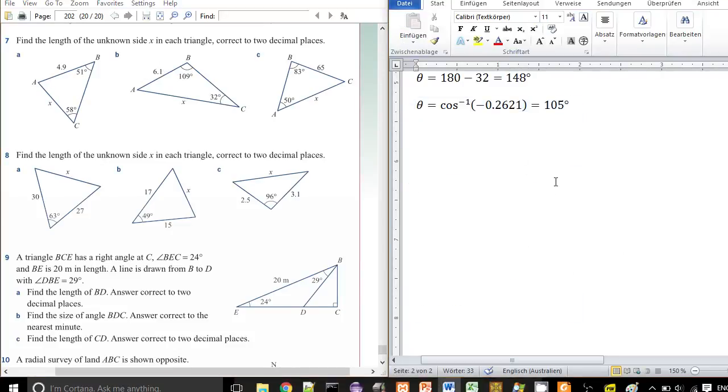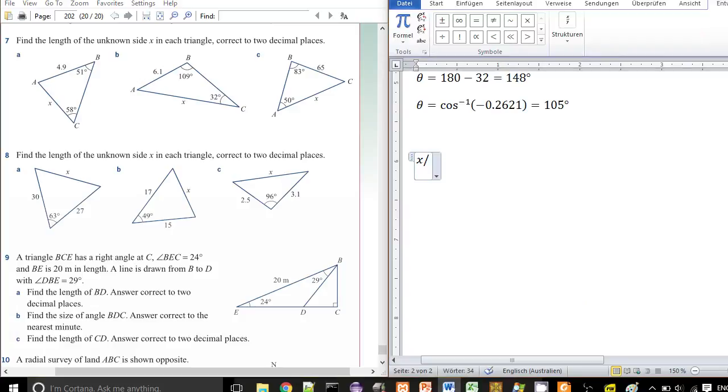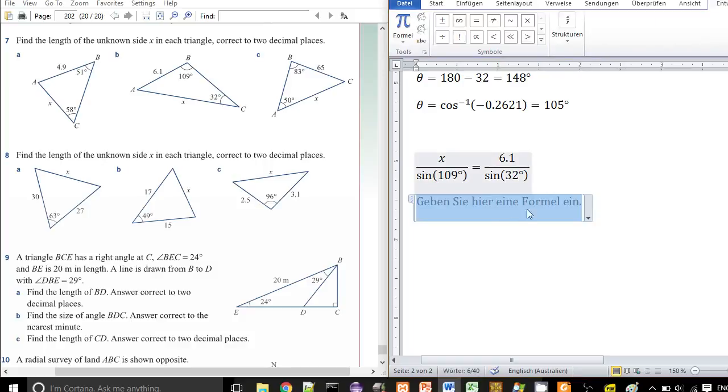Okay, so we're going to do x over, always start with what you're looking for, over sine 109 degrees equals the other side, so 6.1 over the sine of the other angle, so opposite it. Cool, and then we need to get rid of the sine 109. I'm going to throw it up here on the top. I don't want to put it before, I'd like to put it after the 6.1 because it's actually less confusing. So that's sine 32 degrees.